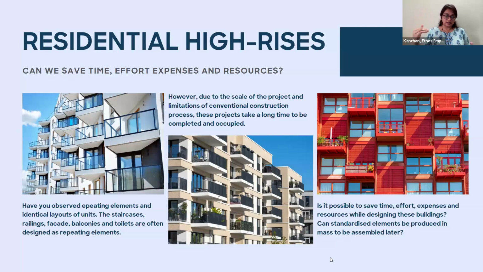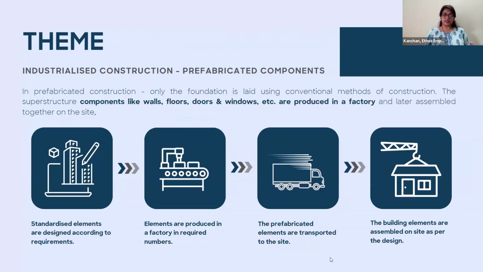But due to the scale of the entire project, say a 10-story apartment building, it will take a long time to be constructed and occupied if we go through the traditional construction process. So how can we save time, effort, expenses, and resources while designing these buildings? What can we do to standardize these elements? And what if we didn't need to make them on site, and they could be produced at once in a factory, brought to site, and just assembled? We are heading exactly towards that.